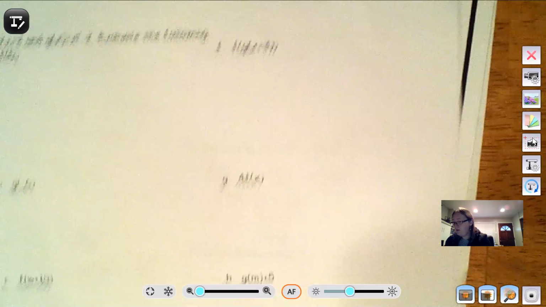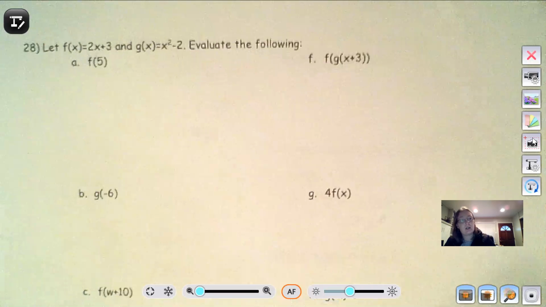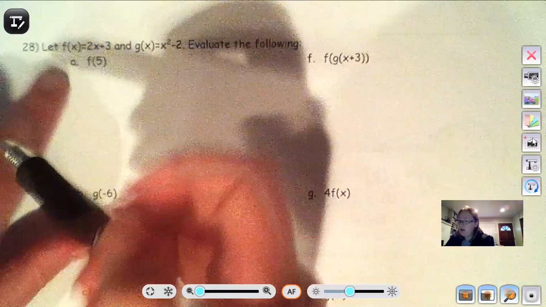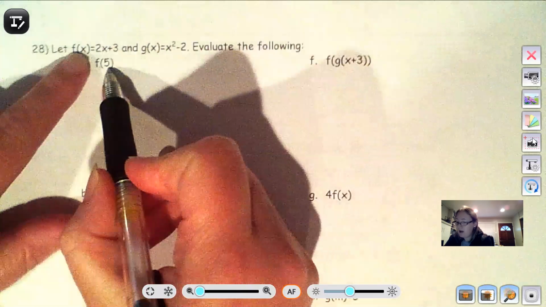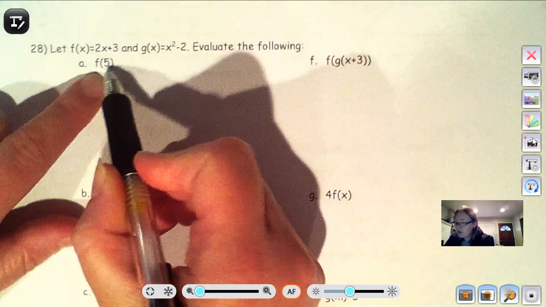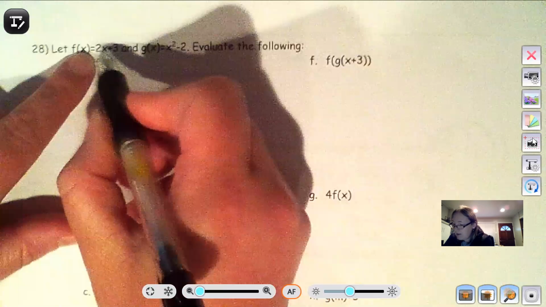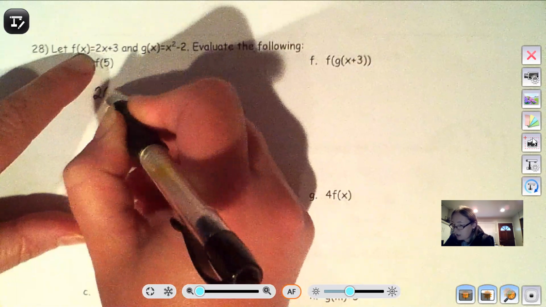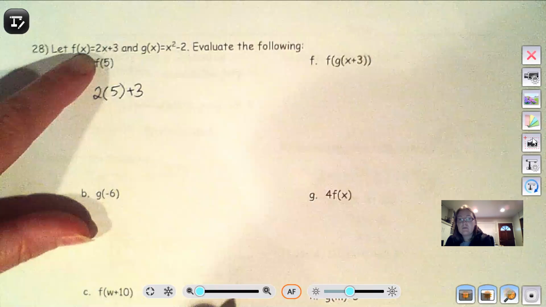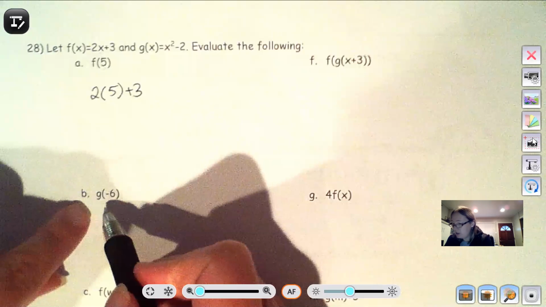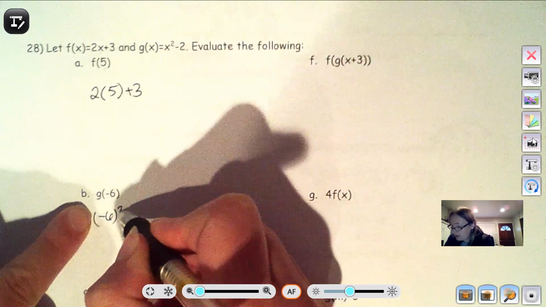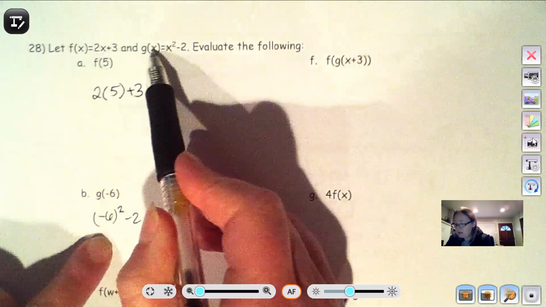And then the last major topic is going to be function notation. And we've done a little bit of talking about this a moment ago. F of 5 means your input is 5. Instead of an x being here, it's a 5. So when I go to my function here, instead of having an x, I'm going to have 2 times 5 plus 3, and I'll figure out what that value is. Or here for g, I'd plug it in and do -6 squared minus 2. I'm plugging it in for the x.